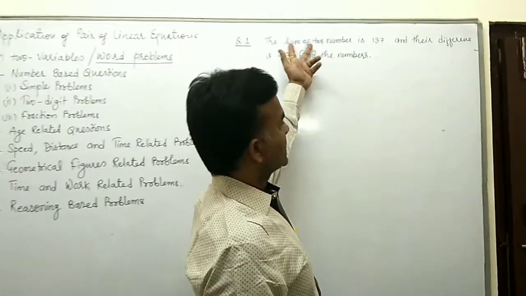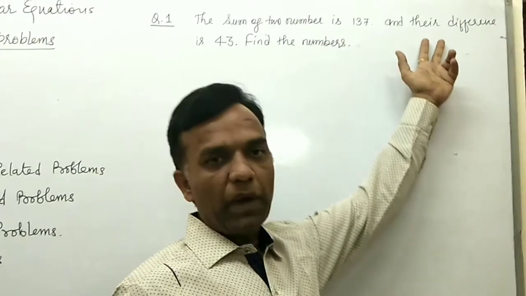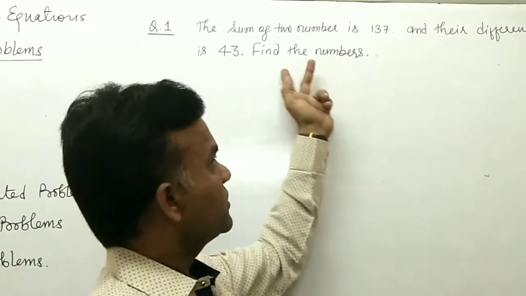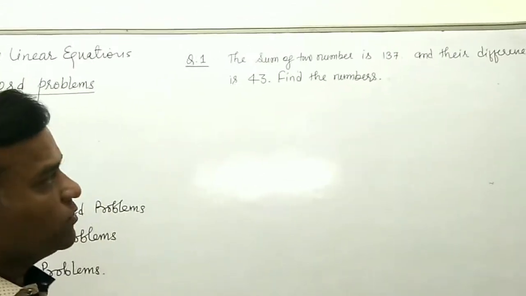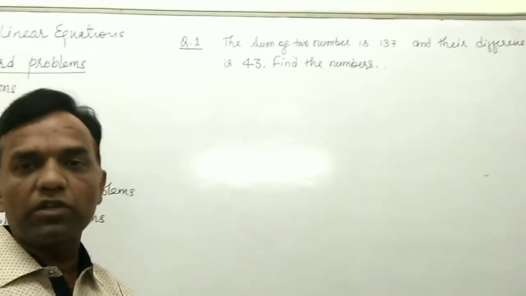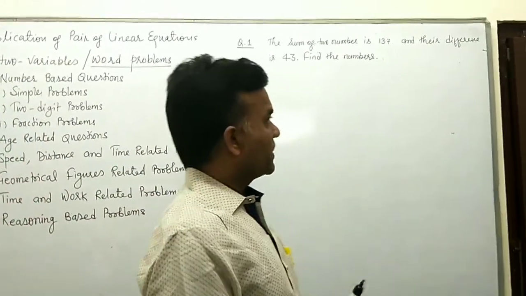The first statement is given the sum. The first part is the sum, the second part is their difference, and the third is in which you find the numbers. The numbers are not defined here, so first you assume, because we are discussing two numbers, that the two numbers are x and y.